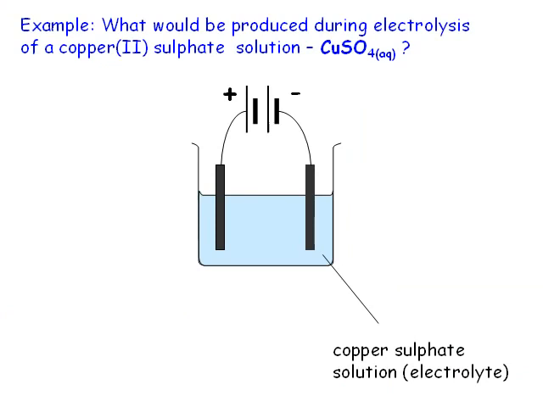Now our electrolyte is a copper(II) sulfate solution. Again, we work out what ions it will contain. Cu2+ and SO4 2- from the copper sulfate, and H+ and OH- from the water.